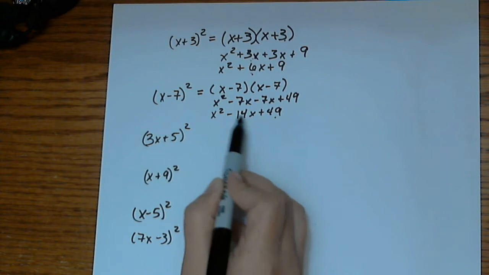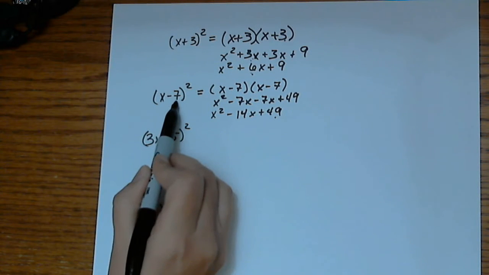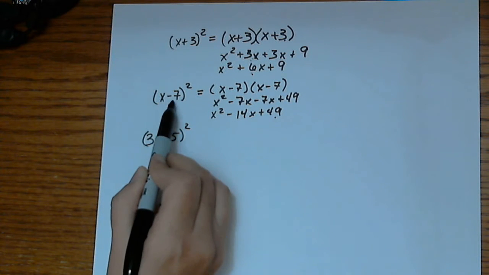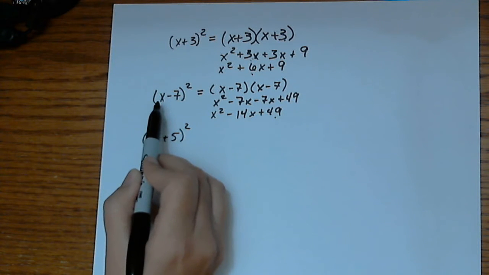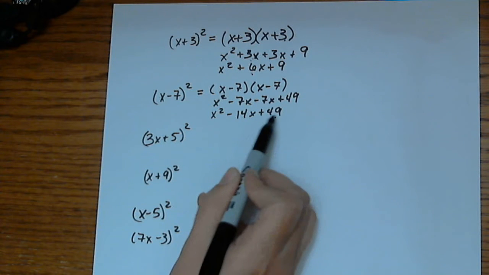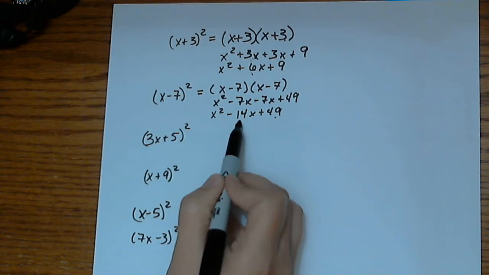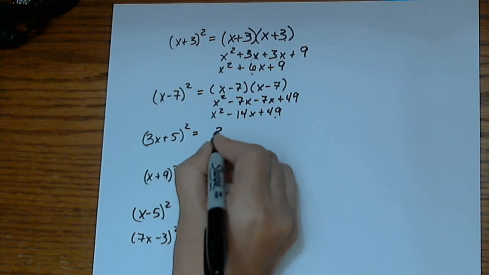The shortcut's going to be to look at the last part of your binomial and multiply it by the first part of your binomial. So negative 7 times x is negative 7x. Then remember to double it. X squared minus 14x plus 49, because we got a negative 7x and another negative 7x. It's going to be a negative 14x. Okay, let's check one more example.